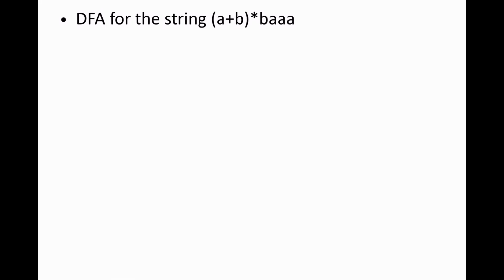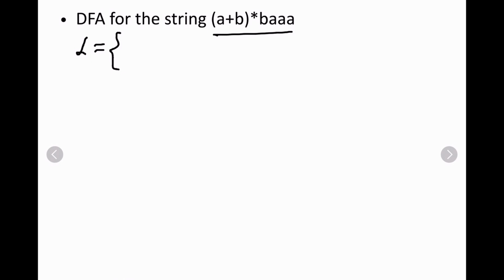Design a DFA for the regular expression (a+b)*bbb. As usual, what are the minimal strings you can generate from this regular expression? What is the meaning of (a+b)*? Any combination of a or b can appear 0 times or more, followed by the minimum string bbb. So (a+b)* appears 0 times.